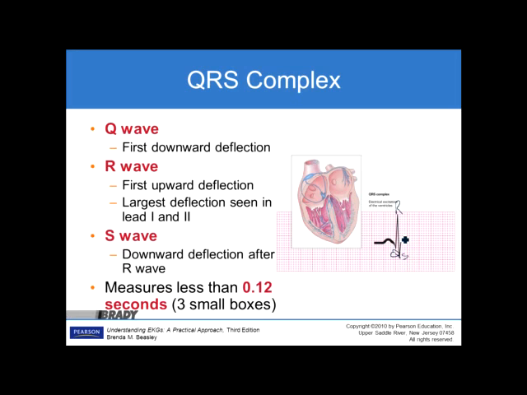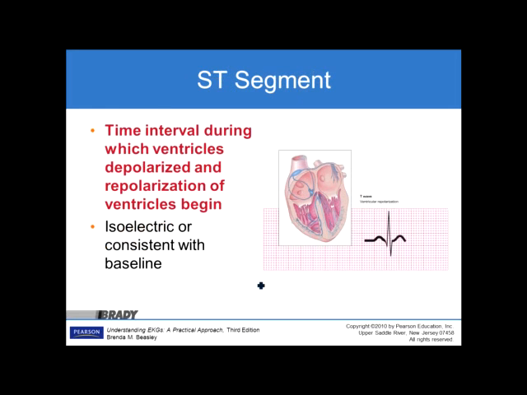Measures less than 0.12 seconds, or 0.12 seconds, or 3 small boxes. This also is an important number. If it is greater than 0.12, we are going to consider that to be a possible ventricular rhythm. It's outside the pathways. It took a lot longer. Now it's being conducted through the muscle tissue itself. So the QRS interval should be no greater than 0.12.